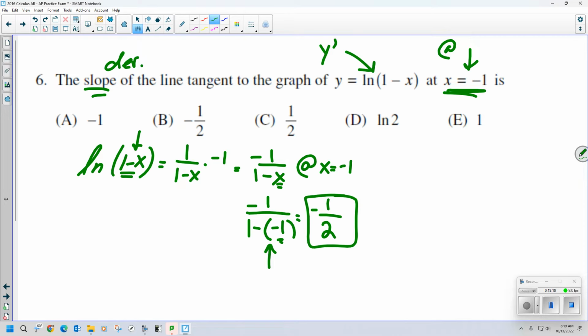After the explanation for the last problem, it's nice to get a simple one here for this problem. Okay, -1/2, negative. That's choice B.